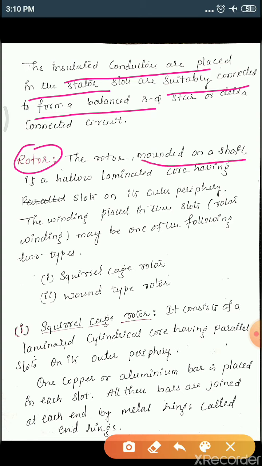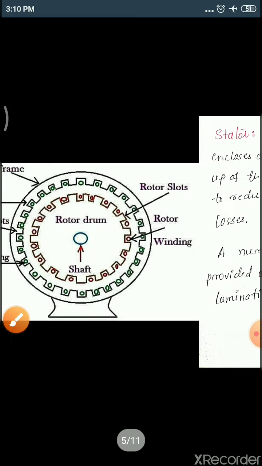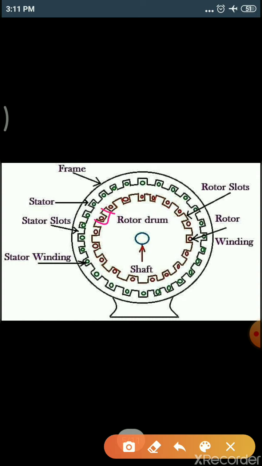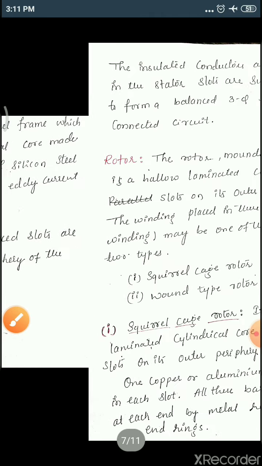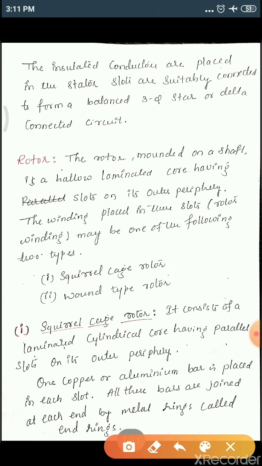The rotor is mounted on the shaft. It is a hollow laminated core having slots on it. You can see here it is an outer periphery, whereas your stator has inner periphery slots. So based on this, the winding is placed in the slots, and these are rotor windings also.